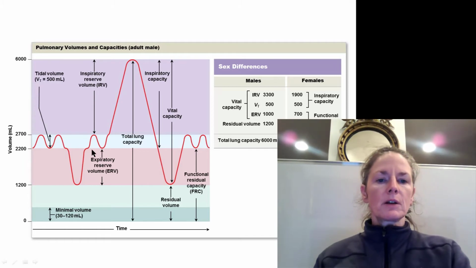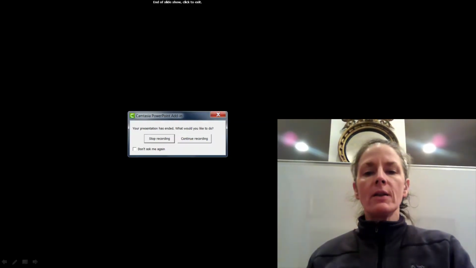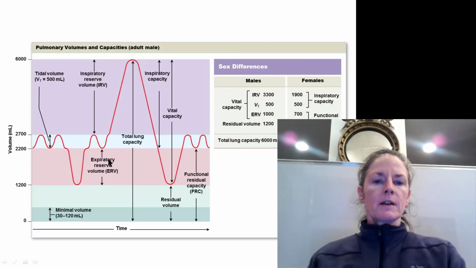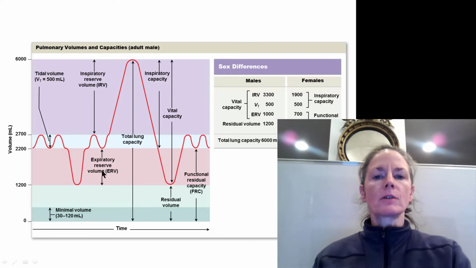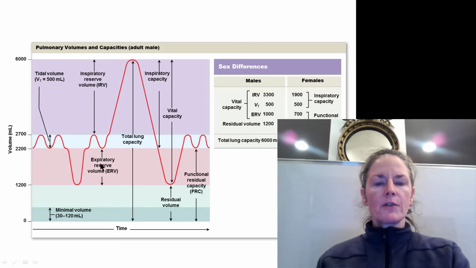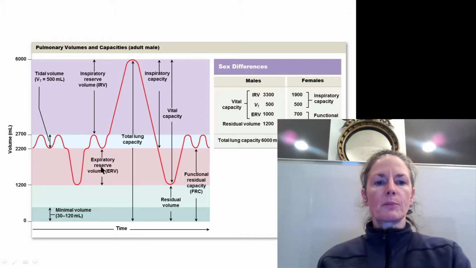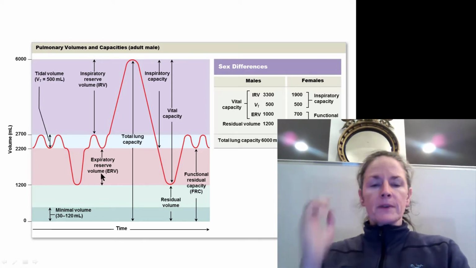By the same token, let's just say we wanted to exhale the maximal amount of air that we could possibly get out of our lungs. This would be what's called the expiratory reserve volume. So this is the amount of air below and beyond which we would have exhaled on normal tidal breathing. So it's about 1 liter.